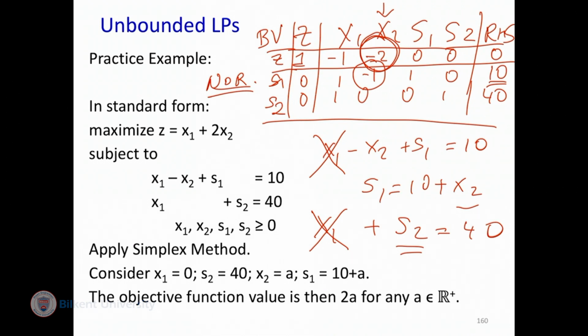All right, so my cue is that there is an entering variable, but no leaving variable, or the ratio test does not result in a finite value for the leaving variable. Does it make sense?